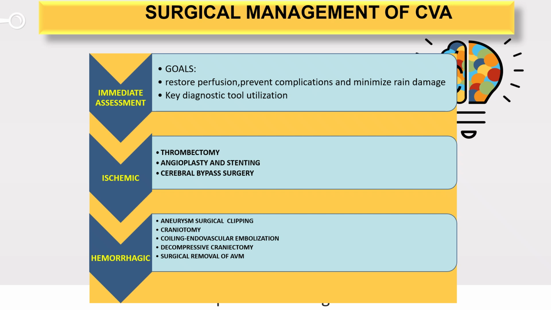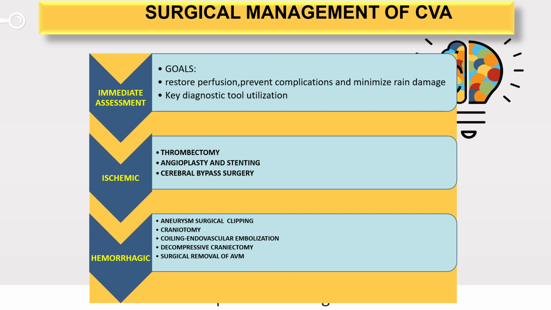After you open the skull, you will decide whether to do clipping, or coiling, or whatever. The next common procedure is coiling, that is endovascular embolization. What we are trying to do here is place tiny coils inside that aneurysm through a catheter to block the blood flow, and the clotting will take place.